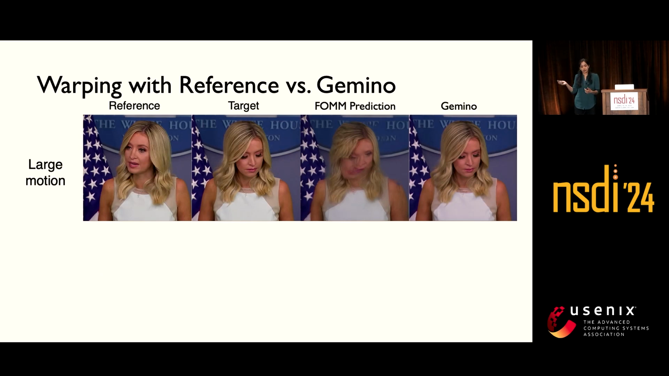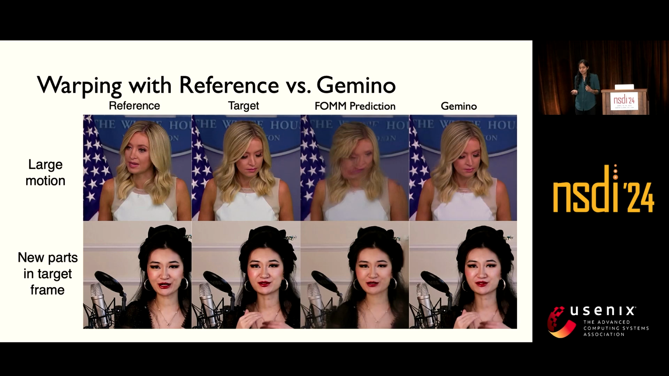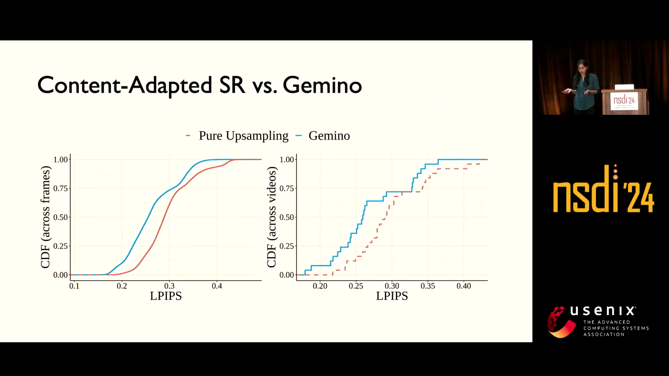So as a visual example, here in the first row, when the reference and the target have large motion, the first-order motion model just produces a blob, whereas Gemino produces a much more accurate reconstruction. And if there are new parts in the target frame, such as a palm, then these first-order motion models cannot simply transmit that information using key points. And encoding and decoding features from the reference results in that palm entirely being missed in the reconstruction.